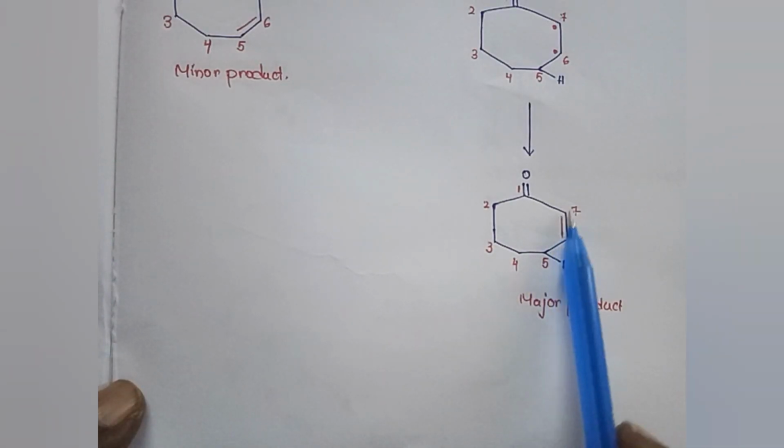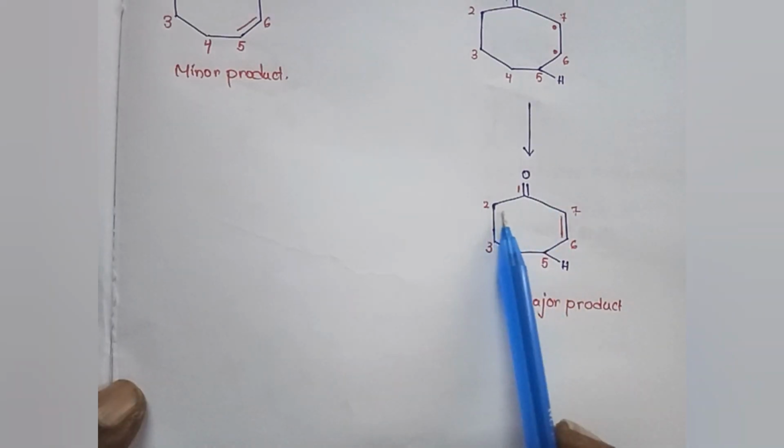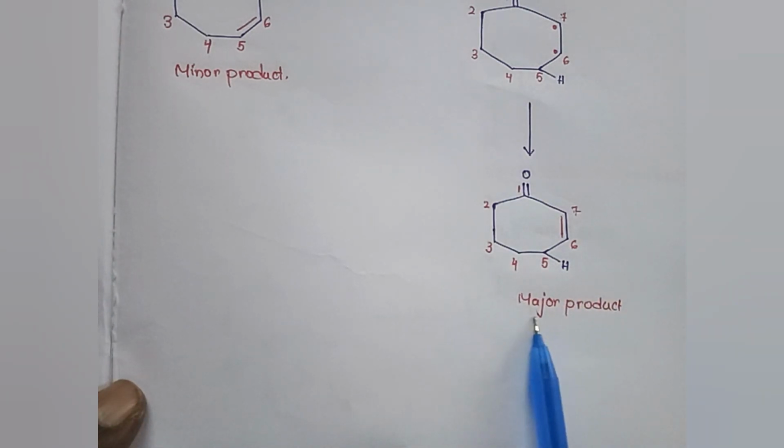This is a double bond followed by a single bond, then a double bond. The chance of resonance is there. So this is the more stable product, and so this becomes the major product.